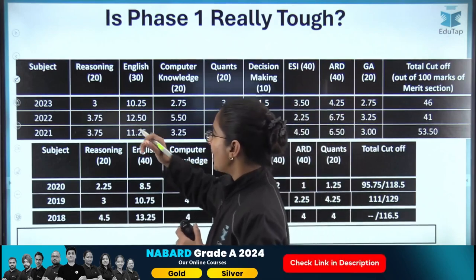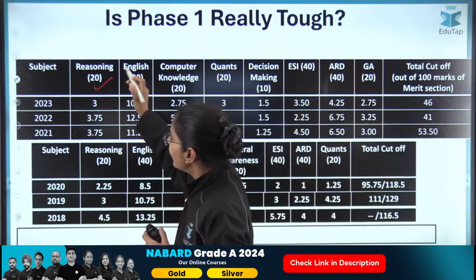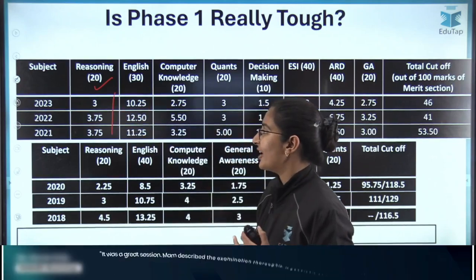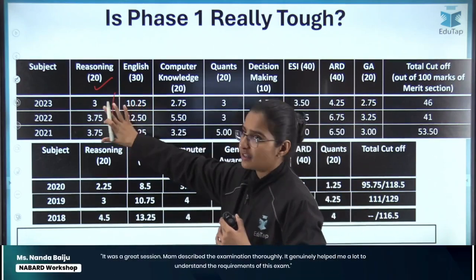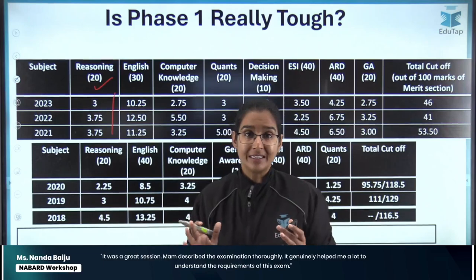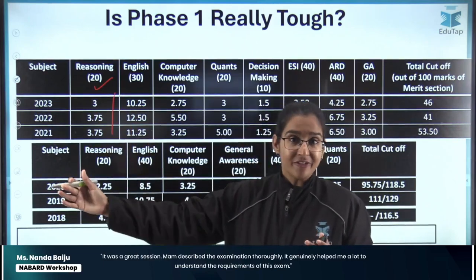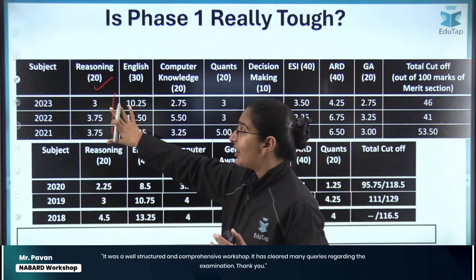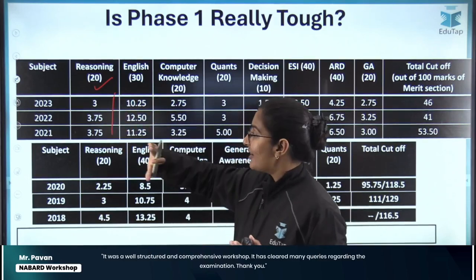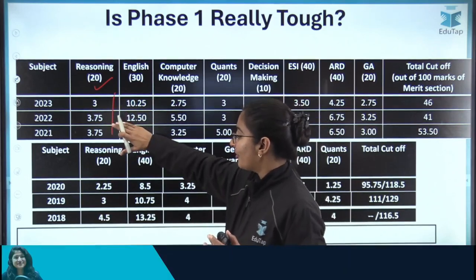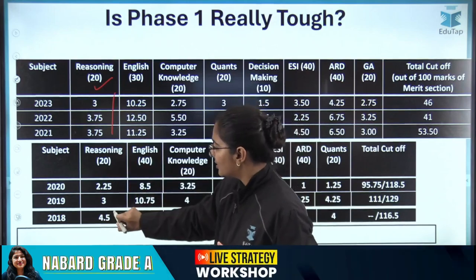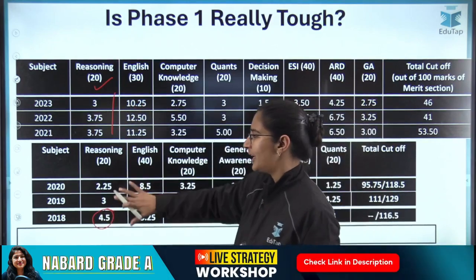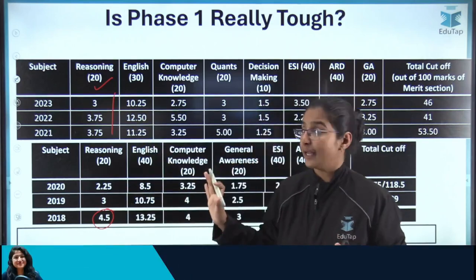First of all, if you ask me, students, in reasoning the sectional cutoff has hardly gone above 3.75 in the last 3 years. 2024 marks have not been released yet. They'll be released after the final merit list, right? So as of now, the data that we have, the reasoning cutoff has never gone above 3.75 marks. In 2018 it was 4.5 marks, but basically it revolves around 3 to 4 marks only, out of 20.